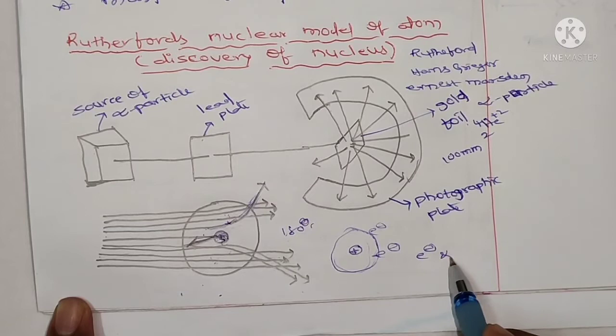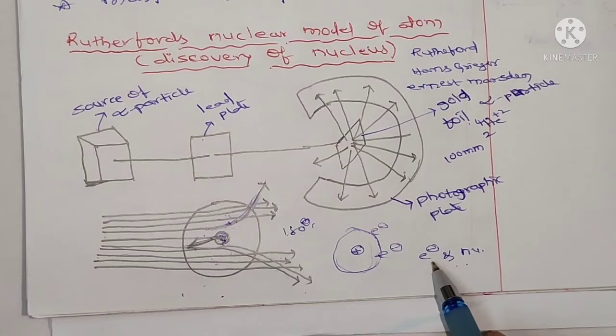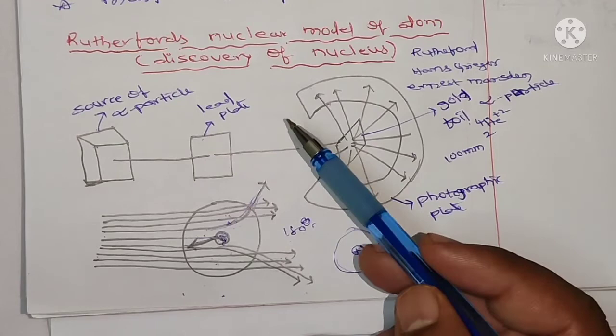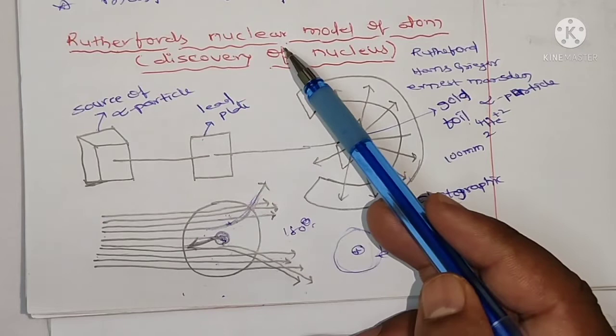Electrons and nucleus are held together by electrostatic attractive force. So he found that the nucleus is present in the center of the atom. So this is about Rutherford's nuclear model of atom, the discovery of the nucleus.